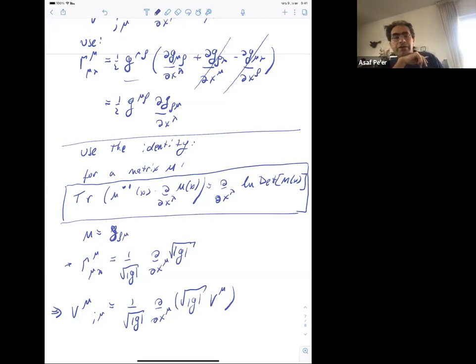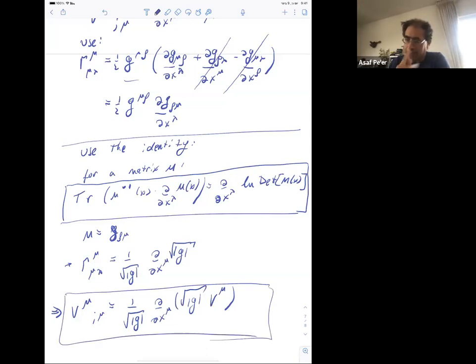Now I leave it to you as an exercise to calculate that in your favorite non-Cartesian coordinates. Plug in the spherical coordinates or cylindrical coordinates or whatever you want, and see that what you get is exactly identical to what you got for divergence in these coordinates.